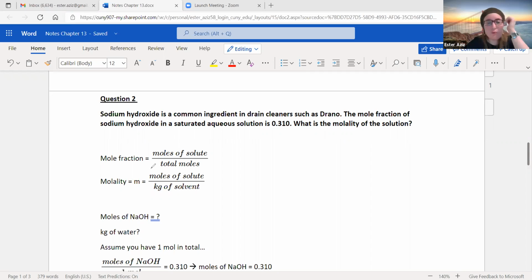Let's write first what we want to find out, which is the molality, small m, which is moles of solute over kilograms of solvent. And what is it that we know? We know the mole fraction, moles of sodium hydroxide over total moles, and we know that that is equal to 0.310. So now we want to find out the moles of solute and kilograms of solvent that we have.